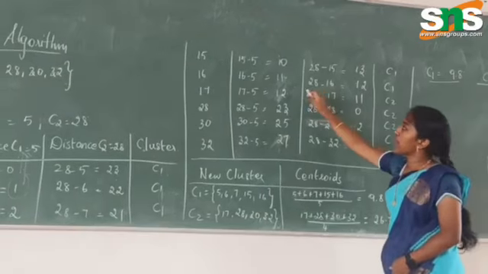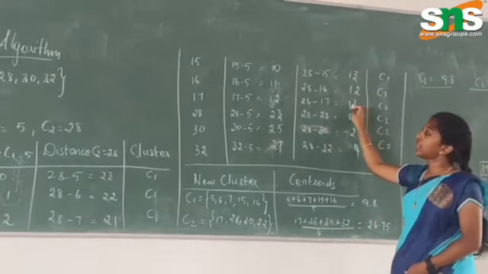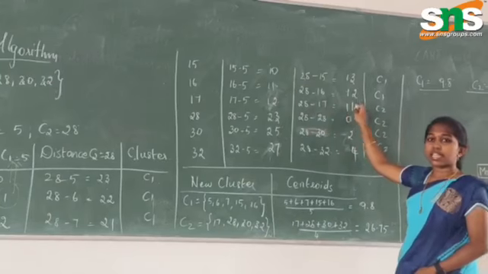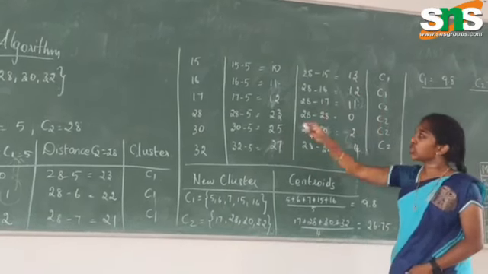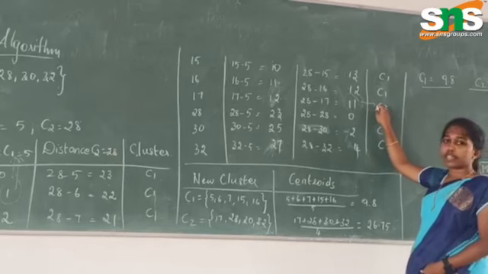Next we compare these two terms. While comparing 12 and 11, I get 11 as the smallest value. The value 11 is from the cluster C2, so I assign C2 for the 17th value.